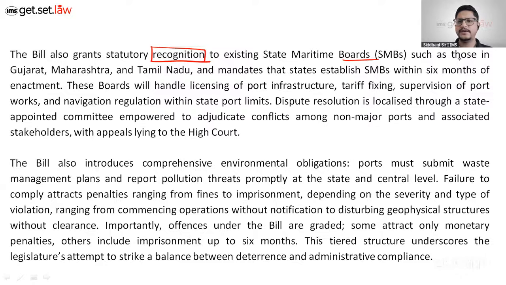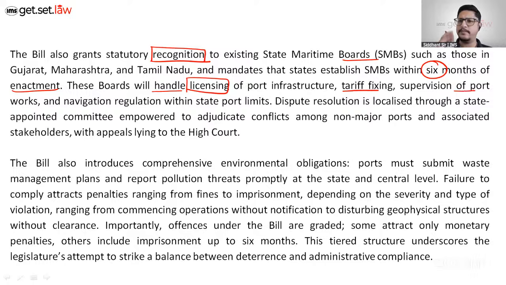Just let me know. Such as those in Gujarat, Maharashtra, Tamil Nadu, and it mandates that states establish SMBs within 6 months of the enactment. With the bill's arrival itself, within 6 months you have to establish your own boards. Okay. So this is the recognition they have given. Now these boards will handle licensing of port infrastructure. Now, what are they going to do? They are going to do the licensing, the tariff fixing, the supervision.